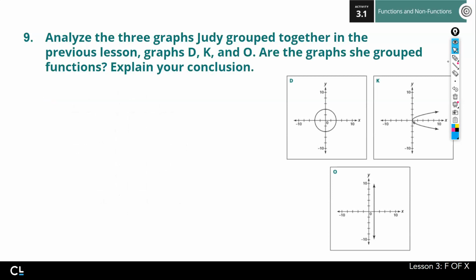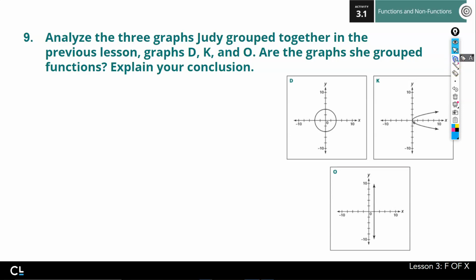Here are 3 graphs from lesson 2. Analyze the 3 graphs Judy grouped together in the previous lesson, graphs D, K, and O. Are the graphs she grouped functions? Explain your conclusion. Think about using the vertical line test.